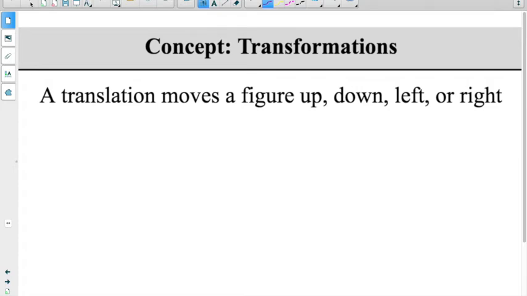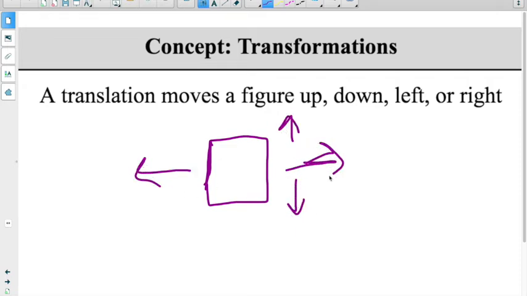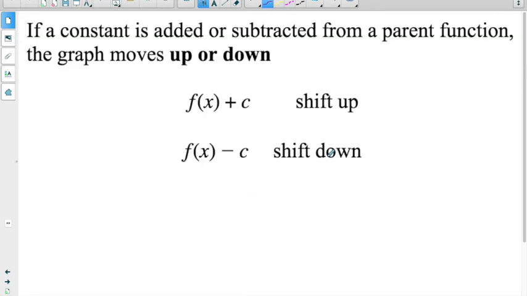So a translation moves a figure up, down, left, or right. Think back to geometry. If you're translating like a square in the coordinate plane, it just means that you're sliding it. So you're sliding it up, down, left, or right. And so the same thing in a function. We can move all these functions up, down, left, right along the x and y axes. And so what that looks like notation-wise, this is where we're going to start to get lost. Okay, but keep in mind that we're just moving things around in the plane.